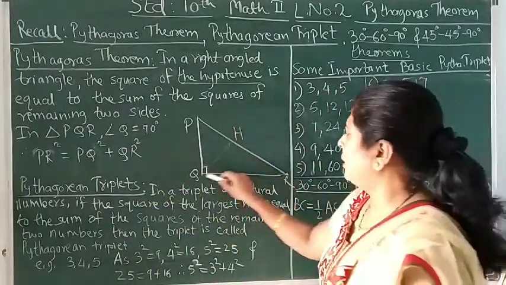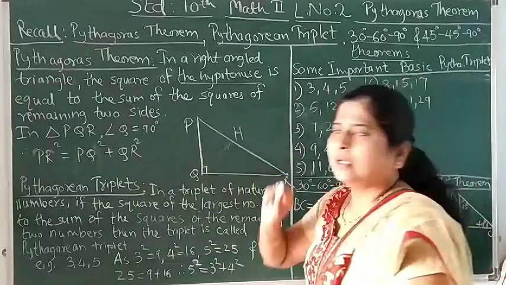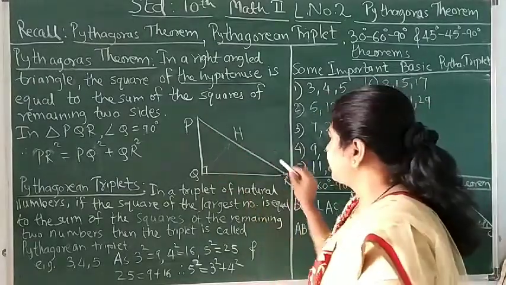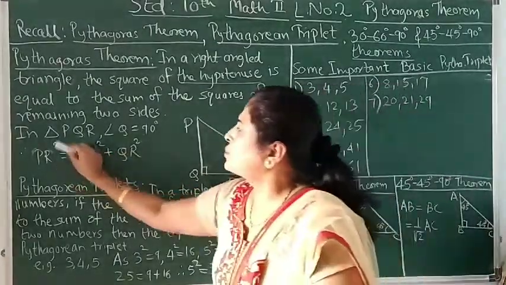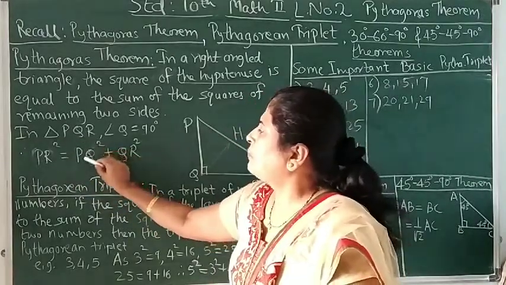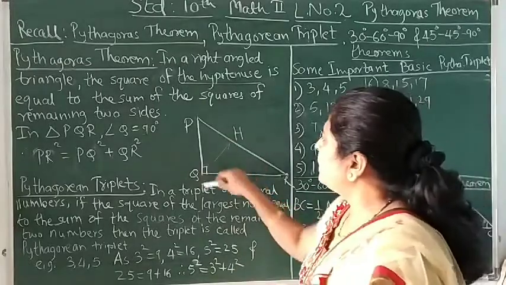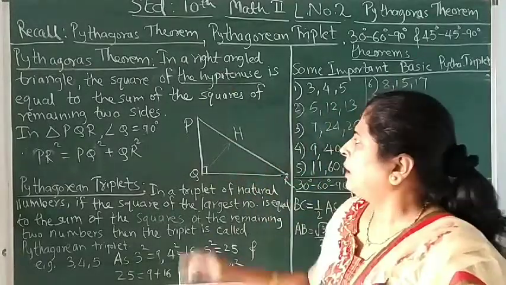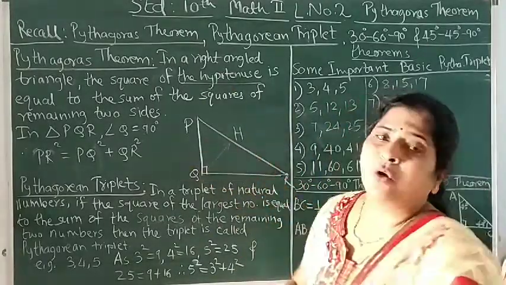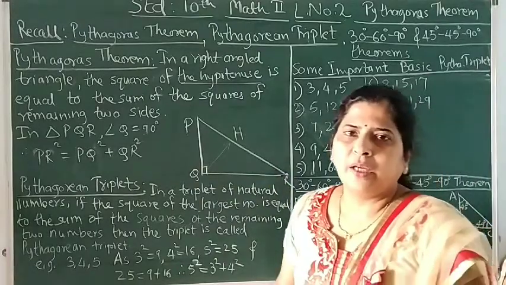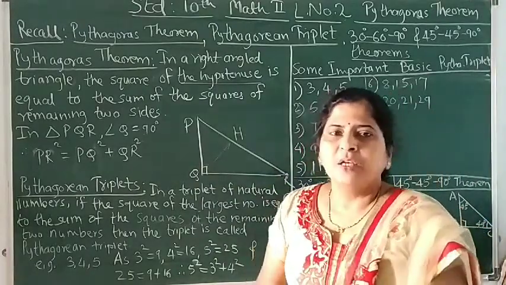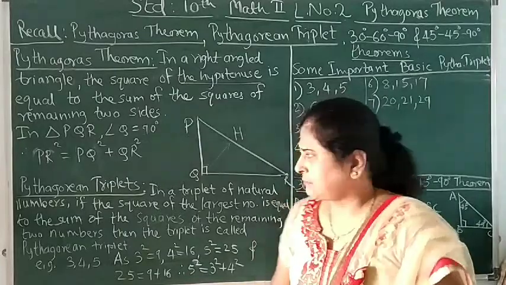So in triangle PQR, if angle Q is a right angle, the hypotenuse is PR and PR square is equal to PQ square plus QR square. So using this statement, if we know any two sides out of the three, we can find the remaining side. So we have studied how to find this.